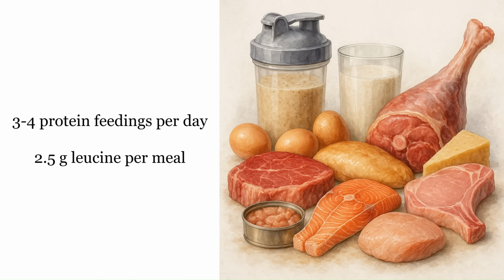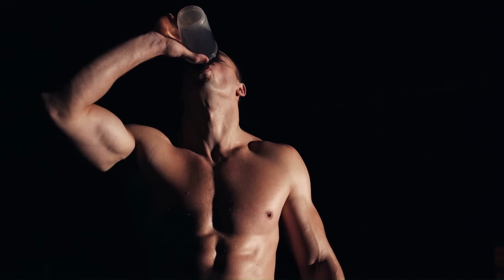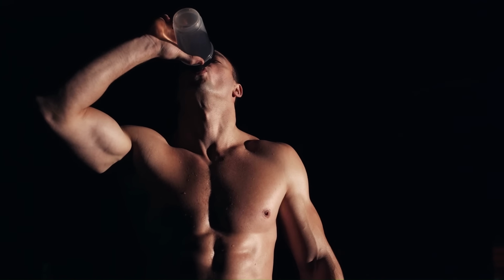So you should have 3 or 4 protein feedings each day, each of them with over 2.5 grams of leucine, ideally from things like dairy, eggs, meat, fish, or whey protein. This is good for keeping mTOR elevated and keeping myostatin suppressed.